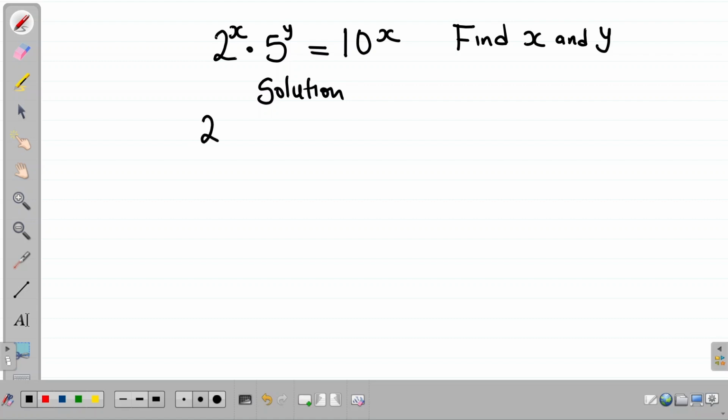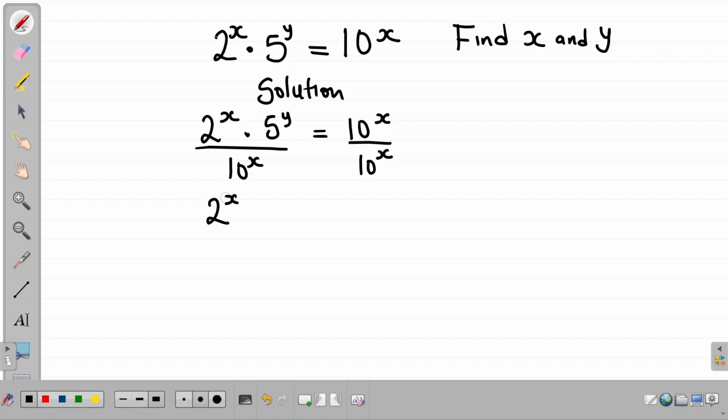So we have 2 raised to the power of x multiplied by 5 raised to the power of y equal to 10 raised to the power of x. We divide both sides of the equation by 10 raised to the power of x. So our equation becomes 2 raised to the power of x times 5 raised to the power of y divided by 10 raised to the power of x equal to 1.